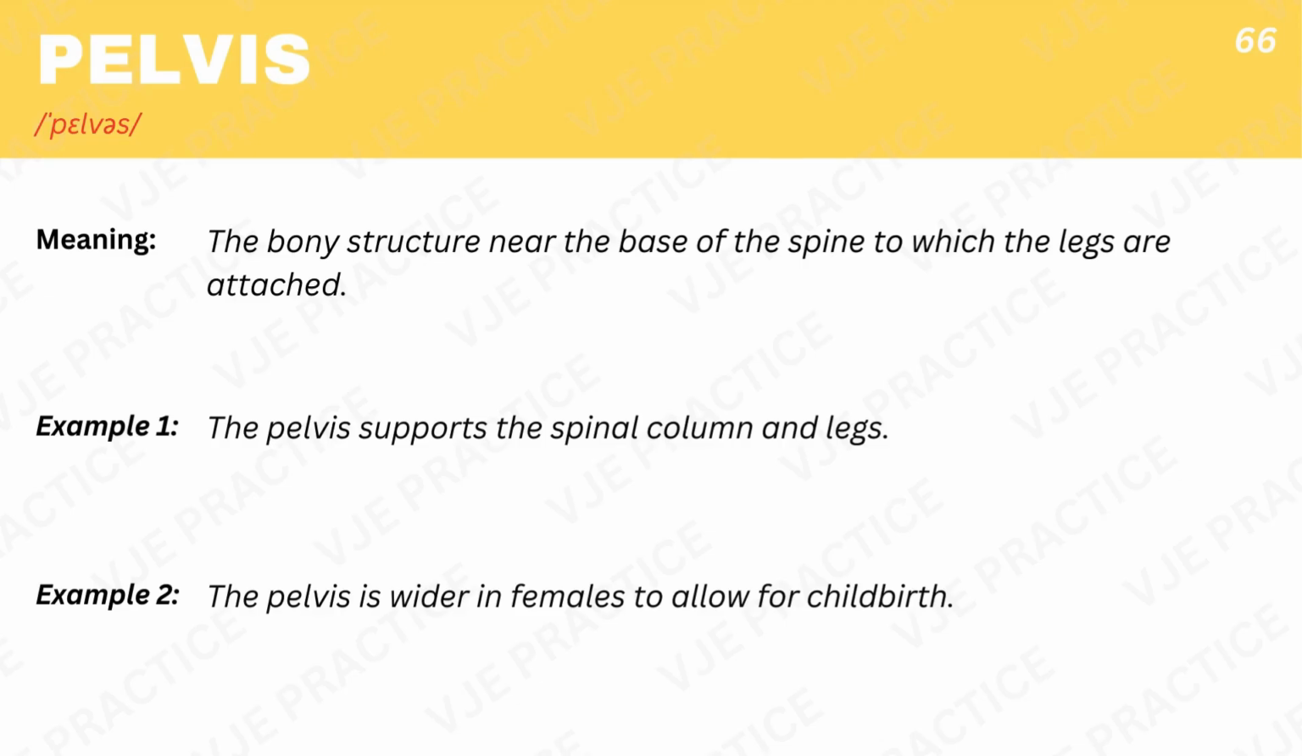Pelvis, the bony structure near the base of the spine to which the legs are attached. Example 1. The pelvis supports the spinal column and legs. Example 2. The pelvis is wider in females to allow for childbirth.